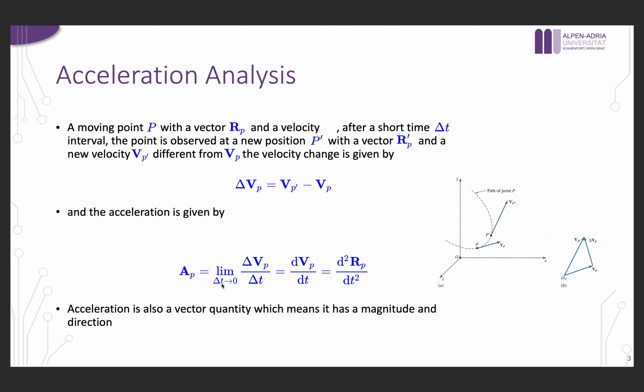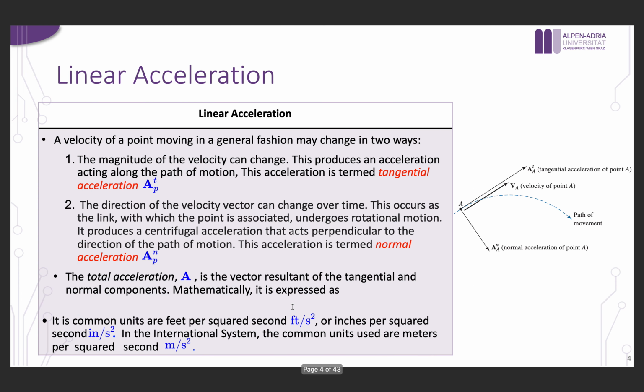Now, if delta t goes to 0 as a limit, we will end up with the first derivative of the velocity vector over time, which represents the linear acceleration. This is also the second derivative of the position vector over time. So it is a vector, which means it has a magnitude and a direction.